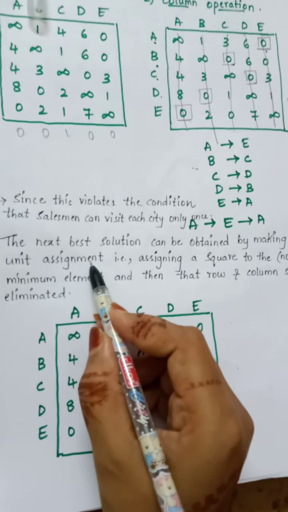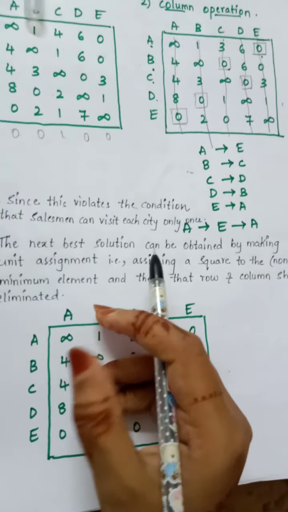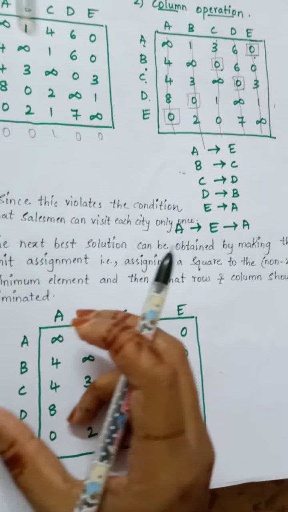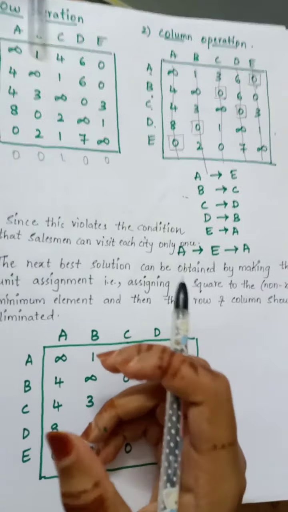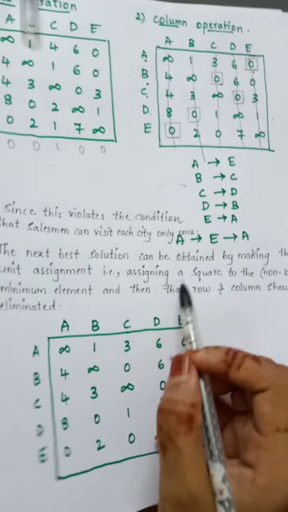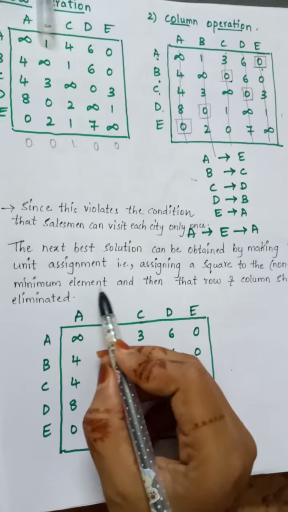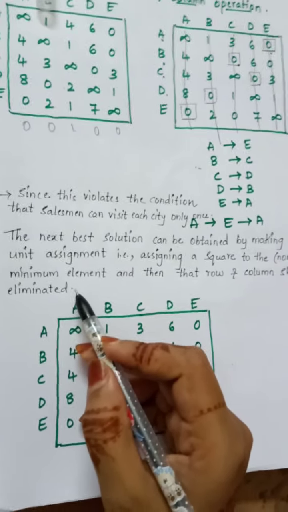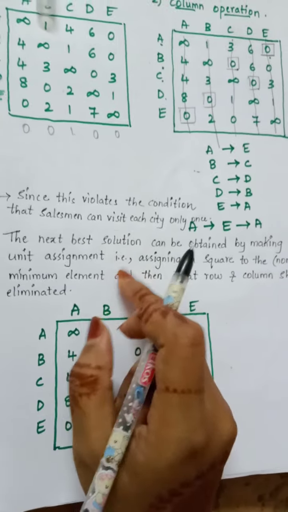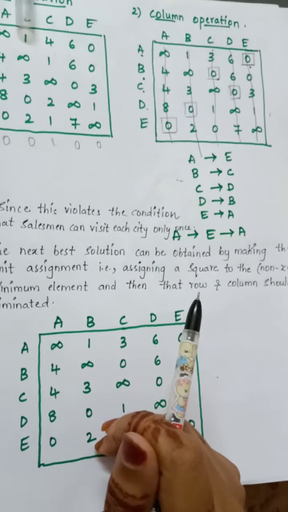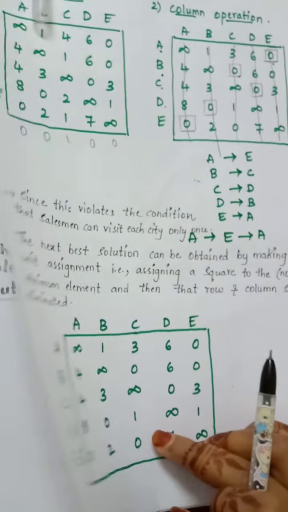The unit assignment is nothing but assigning a square to the non-zero element, which is the minimum element in a matrix. Assigning a square to that non-zero element is known as unit assignment. Assigning a square to the non-zero minimum element, and then that row and column should be eliminated. Students, this is the condition to get an optimum solution for the problem. Clear students?